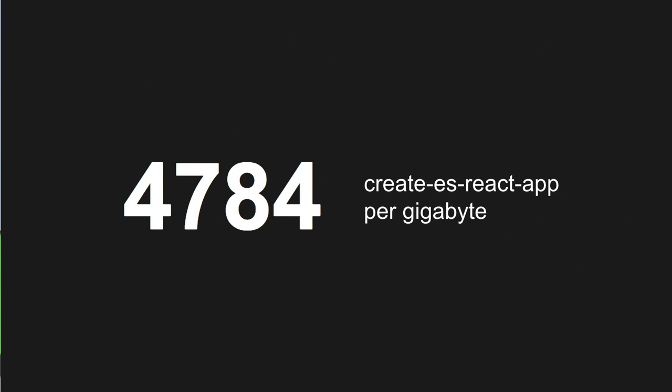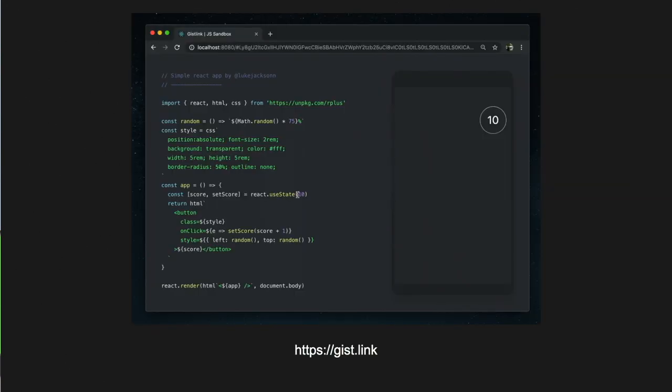And this is from the index.js of Create ES React App. This would allow you to add infinite amounts of routes that you can match on with whatever logic you want, and not increase the size of your app at all, which is pretty cool. Now, I'm no mathematician, but from my calculations, you will probably get around 4,784 Create ES React apps per gigabyte, which I think is much more reasonable.